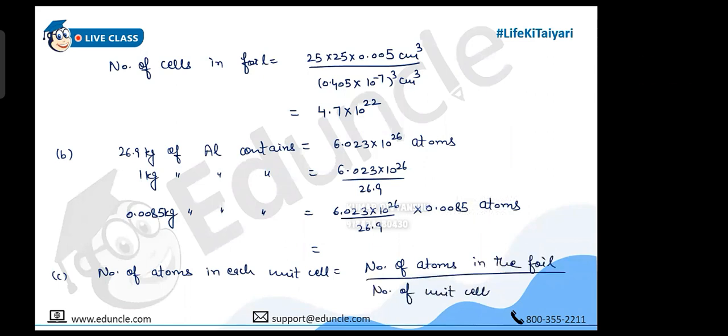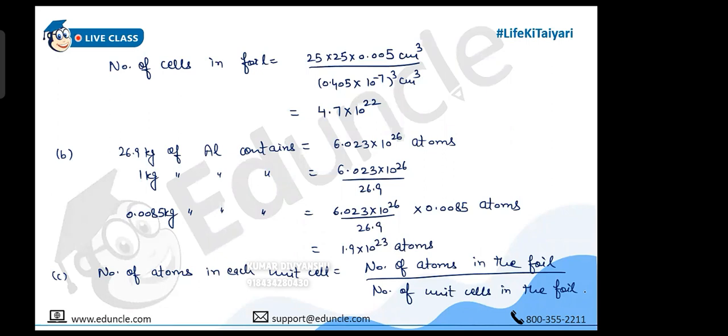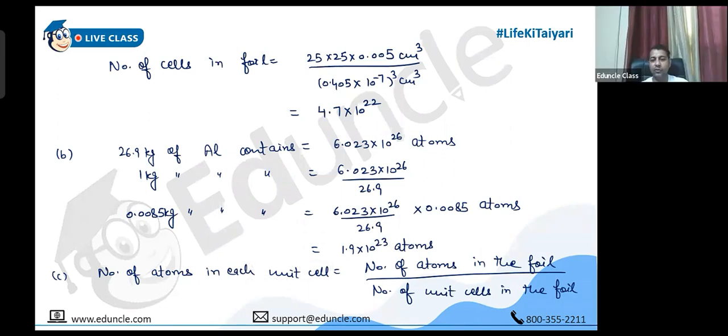So 1.9 into 10 to the power 20, 1.9 times 10 to the power 23. Now in the C part, we have to calculate the number of atoms in each unit cell. For that, we can divide the number of atoms in the file by the number of cells in the file. So now you have both of them. Otherwise also, because if it is an FCC structure, there should be 4 atoms per unit cell. So yes, this is directly given.